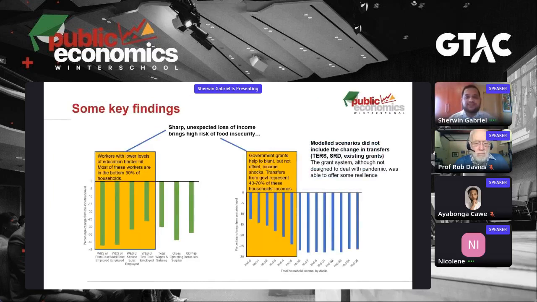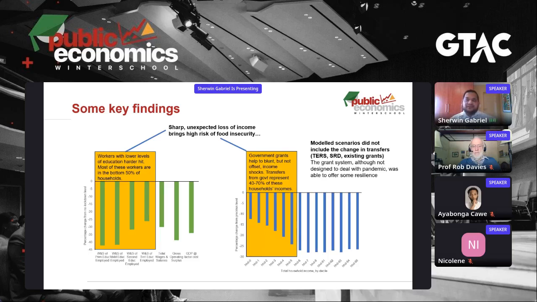Going into some of the details that are embedded in the SAM that we could see from the analysis is that the sharp, unexpected loss of income brings high risks of food insecurity. From an income level, workers with lower levels of education were hardest hit, and most of these workers are in the bottom half of the income distribution. Indeed, for people who live in those households, transfers from governments are an important source of income. So that government grants could continue and were indeed expanded helped to blunt but not offset this income shock.